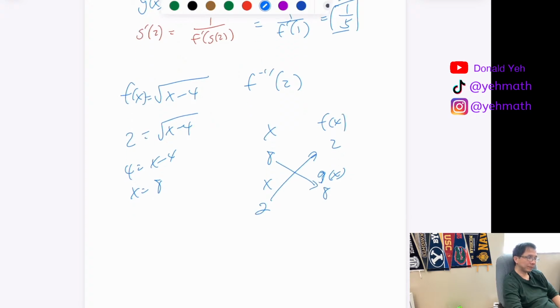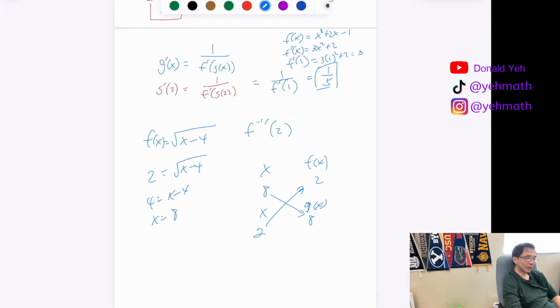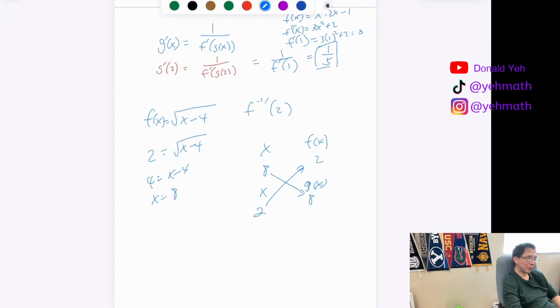Wait, why'd you just get rid of the root? You got to square both sides. That's not done yet though. Where'd the root go? I square both sides. Oh, yep, answer is 4.